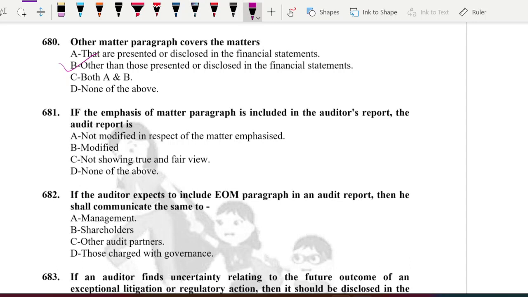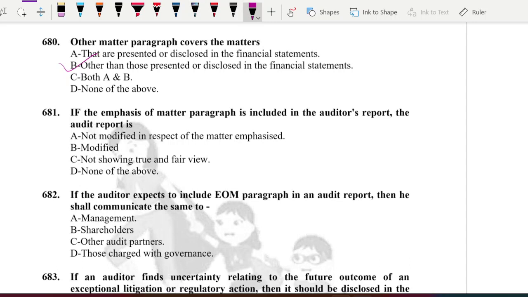Further, if the emphasis of matter paragraph is included in the auditor's report, the audit report is... Come on, tell me, my dear students. If emphasis of matter paragraph is present, does it mean that we are modifying the audit report? Does it mean that the financial statements do not present a true and fair view? No, nothing of this sort. Via emphasis of matter paragraph, we are only increasing the communicative value. We are trying to attract users' attention to certain items which are directly related to the financial statements.